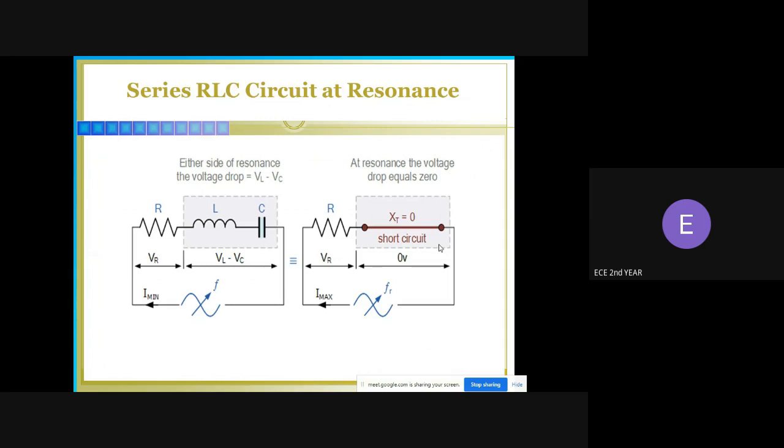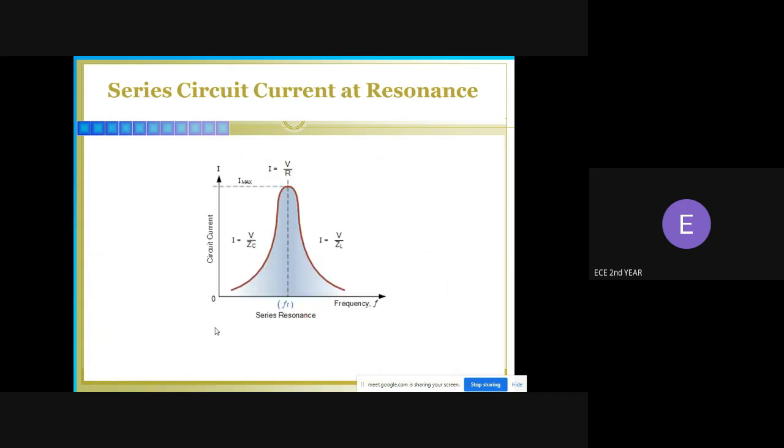So you can see, on either side of the resonance, the voltage drop VL minus VC equals zero. So here L and C both get cancelled and it will act as a short circuit. The circuit will behave as a pure resistance circuit. So this is the condition of a series circuit.